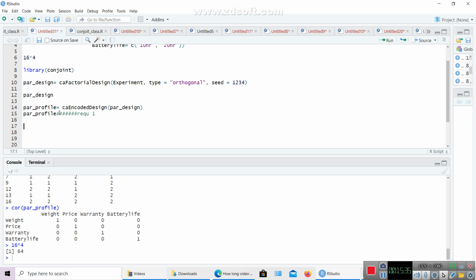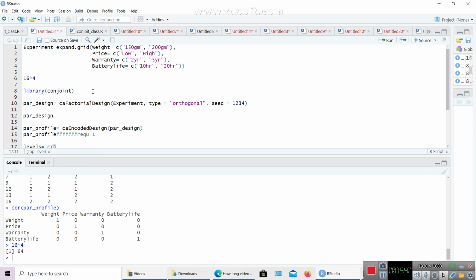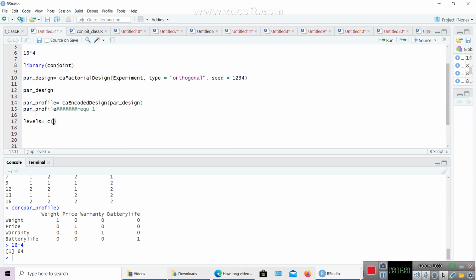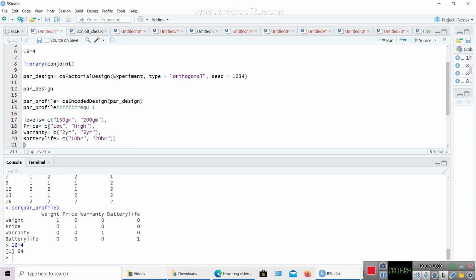a data frame which contains all the levels. Okay. A data frame which contains all the levels. So what are the levels here? These are the levels. Okay. So I will select these and paste here. Okay. So this object levels will contain all the levels which I am using in my study.